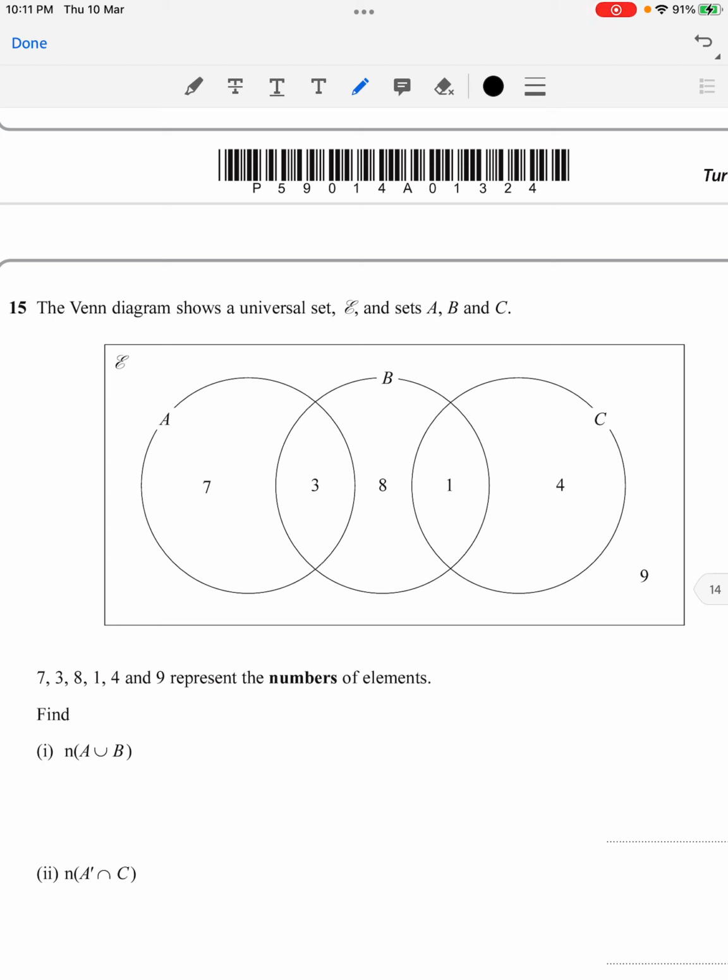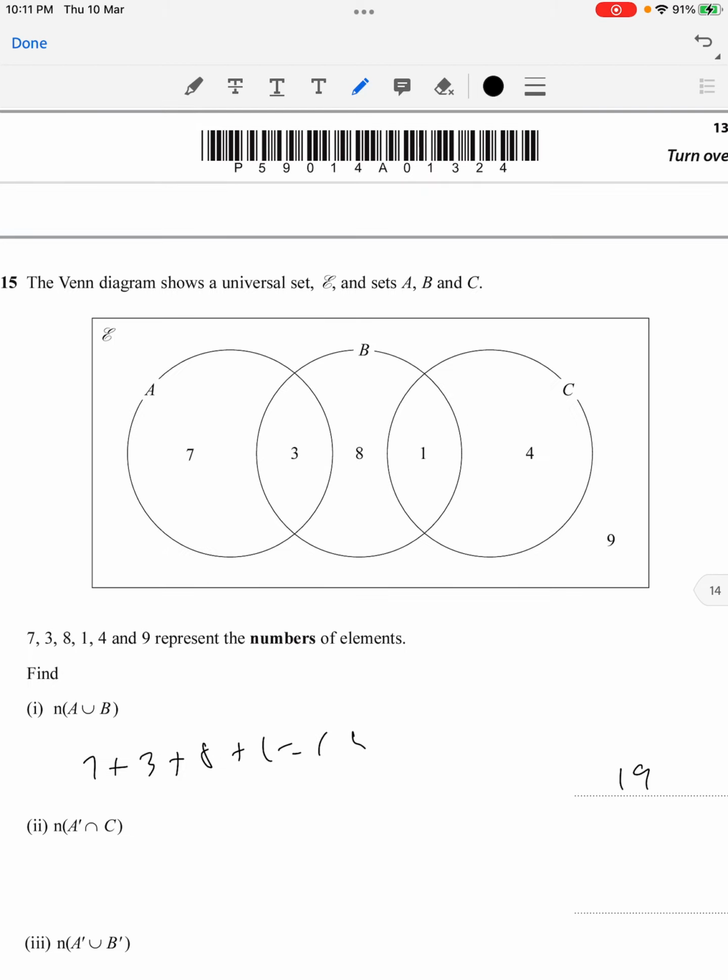Now, the next question is more related to Venn diagrams. It shows a universal set. 7, 3, 8, 1, 4, 9 represent the numbers of the elements. Find the number of elements where A union B. A union B means everything that is in A or B. So we have to find out A union B. We just find it by adding them all up. You should be getting 19.